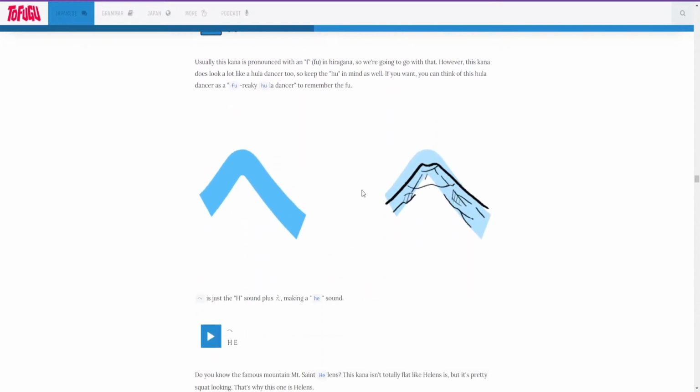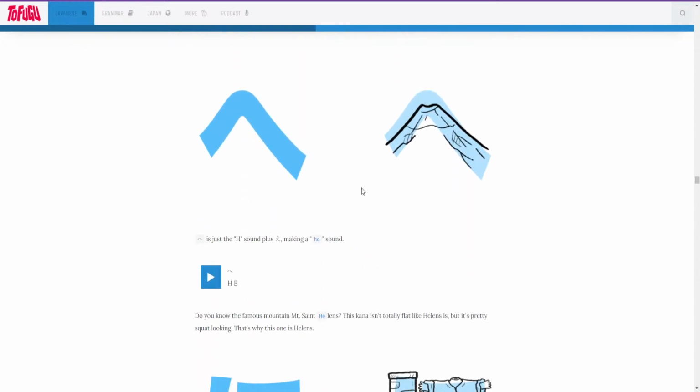But yeah, so you can say foo or who when you spell it, but it's the same thing. And then he, Mount St. Helens Mountain, looks like a mountain, easy.